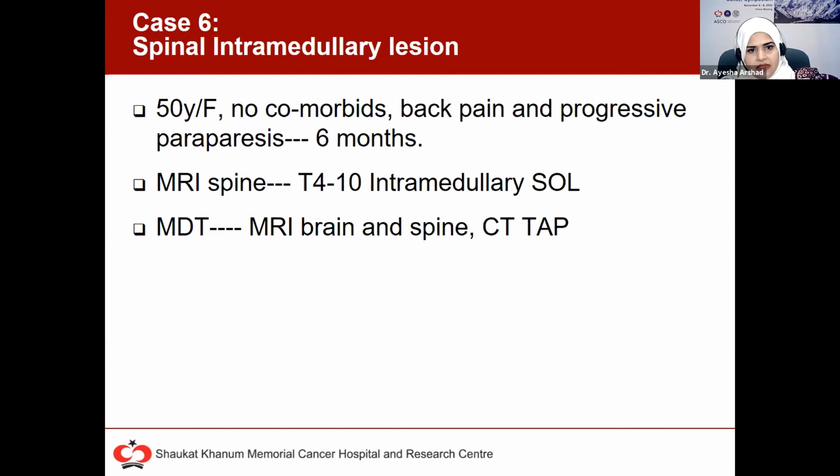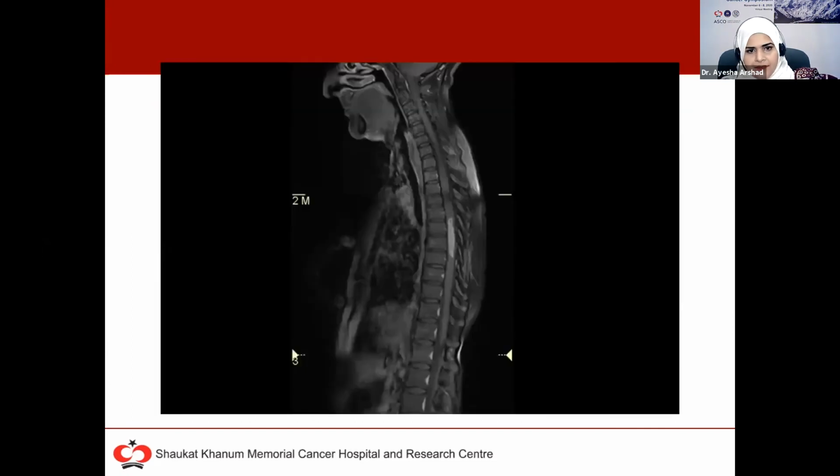So the MRI showed T4 to T10. There was a lesion in the MRI, this one. The initial MRI that they carried with them, unfortunately, we don't have that because the patient has gone back to Azad Kashmir and could not be contacted. It did not show an expansile lesion in the spine. It just showed a spot. And the MDT felt that it might not be a tumor. It might be a spot for something else like multiple sclerosis or some other neurological process going on.